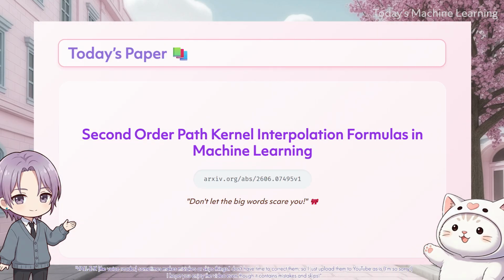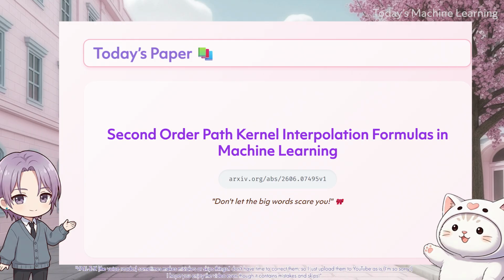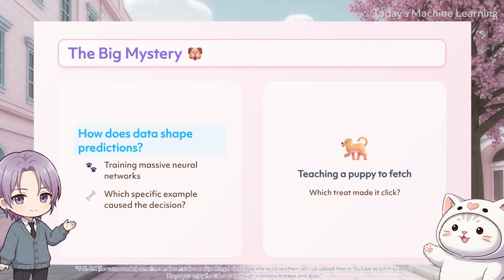The paper you're looking at today has quite a long and fancy title. The title is Second Order Path Kernel Formulas in Machine Learning, and the identifier is arXiv abs 2606.07495v1. Wow, it is long, right? But do not let the big words scare you, because we are going to break it down step by step together. So let us start with the big problem this paper is trying to solve.